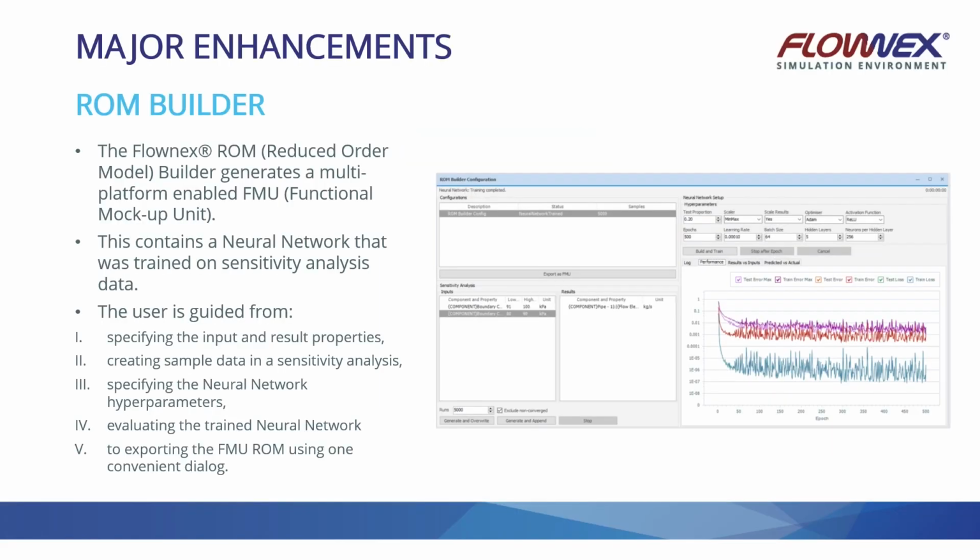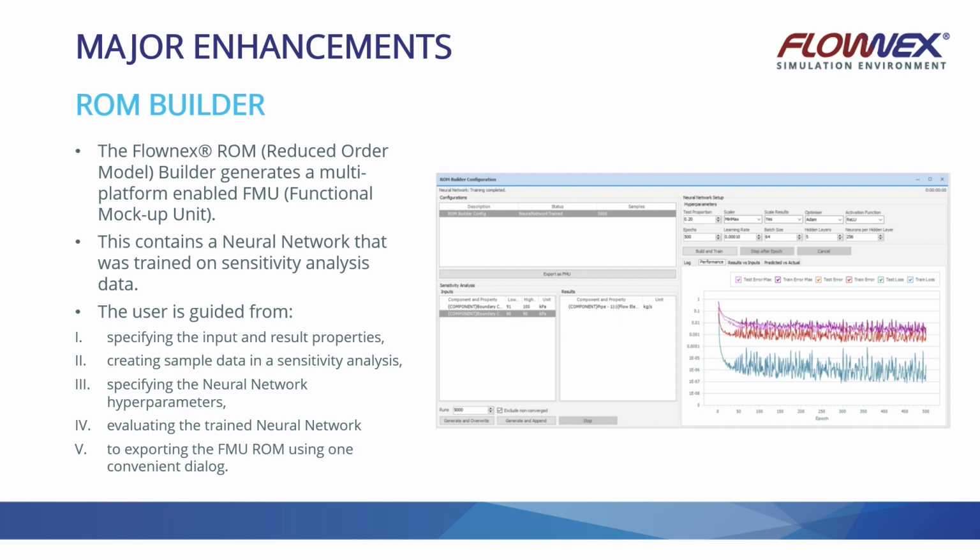A new functionality added to Flownex is the ROM Builder. The ROM Builder is a reduced order model builder that generates a multi-platform enabled FMU. A FMU is a functional mockup unit that could be used by other software programs to solve simulations concurrently with Flownex. The ROM Builder makes use of machine learning and neural networks to generate a FMU that predicts outputs for a given set of inputs.